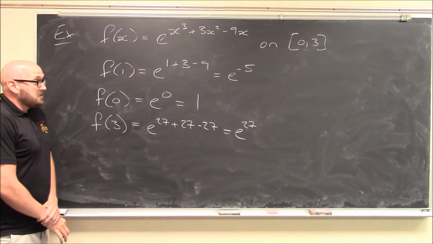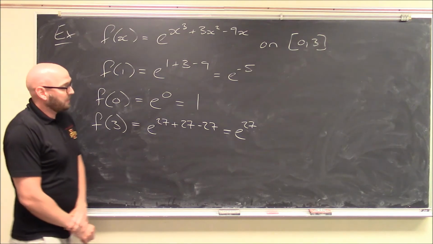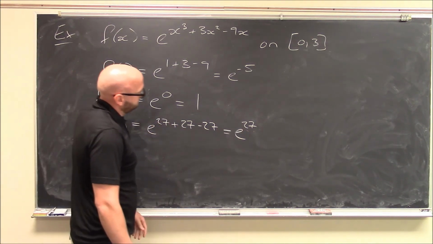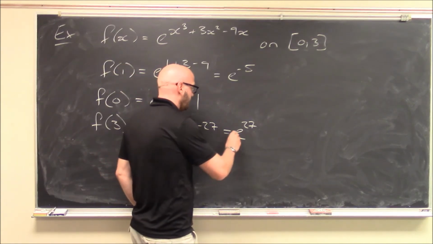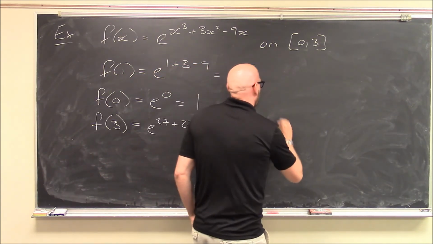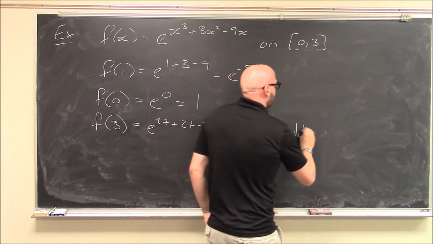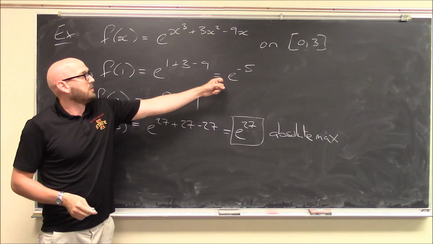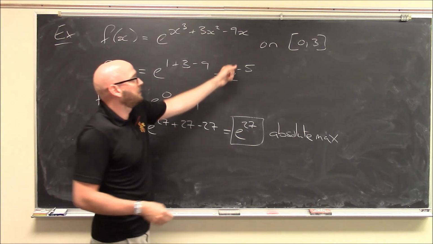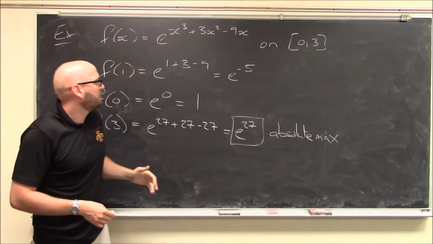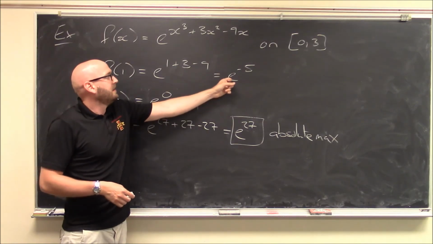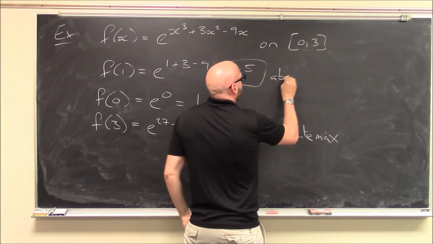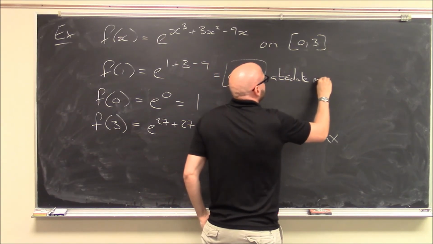So what do I do now? I just choose the biggest and smallest values. What's the biggest one? E to the 27 is gargantuan. That's a huge, huge, huge number. Well over several million. So there's the absolute maximum. And what's smaller, 1 or 1 over e to the 5th? Well, 1 over e to the 5th is like 1 over 100, more or less. So clearly, e to the minus 5 is the smallest value. There's the absolute minimum.